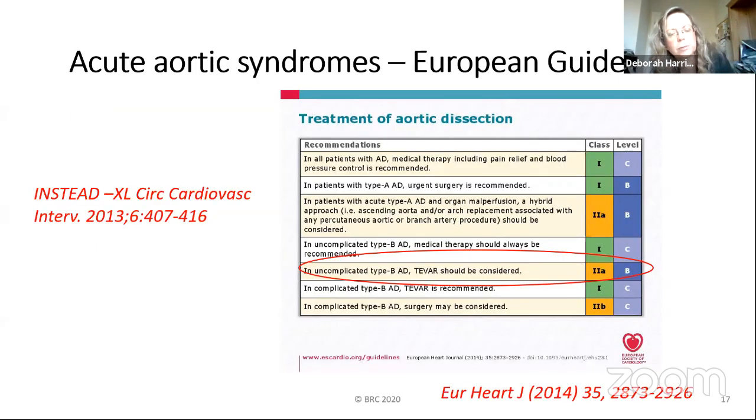The European guidelines, published a little bit later, took into account some of the more recent evidence. The INSTEAD trial, for example, did publish 5-year results showing improved outcomes with TEVAR in uncomplicated type B dissection at 5 years. And so the European guidance does actually reflect this, with endovascular intervention being a class 2A recommendation with level B evidence.